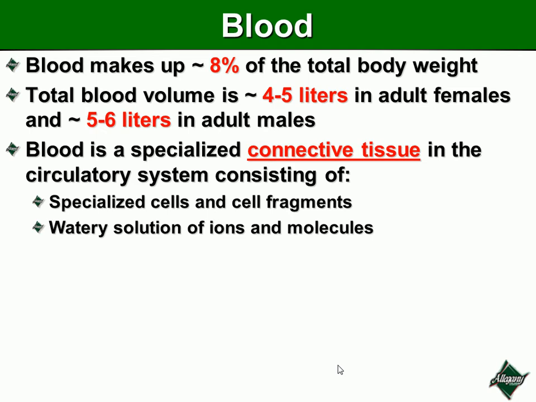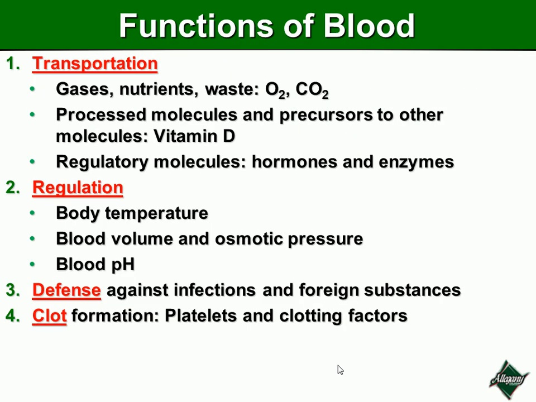Blood is a specialized connective tissue in the circulatory system, and it contains specialized cells and cell fragments, and also a solution that contains ions and molecules. Some of the functions of the blood include transportation of gas, nutrients, and waste. Two of the most important gases that the blood carries are of course oxygen and carbon dioxide.